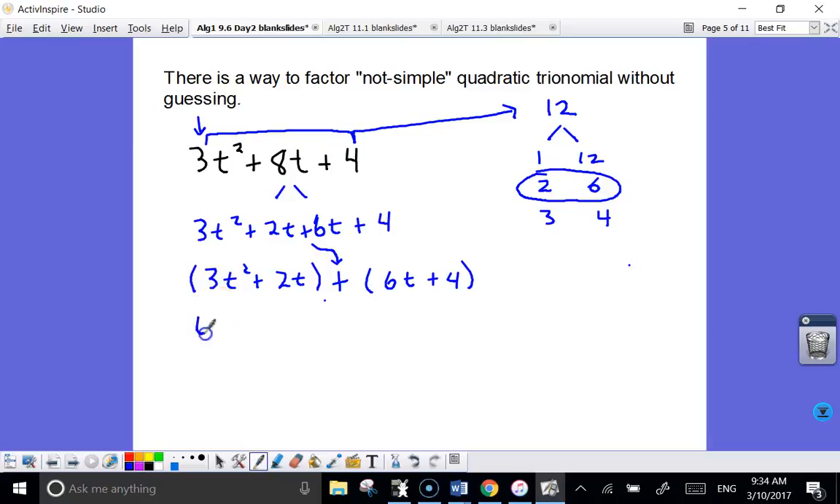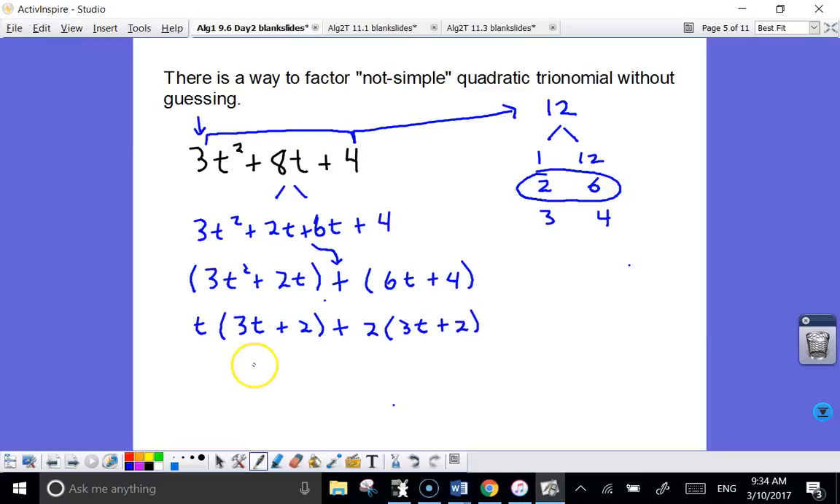Just a t, right? T is the only thing they have in common. So if I factor that out, I still have a 3t plus 2. Plus, what's the greatest common factor between 6t and 4? 2. So what's left in parentheses that I factor out of 2? 3t plus 2. So notice now, both parentheses have the same thing, 3t plus 2.